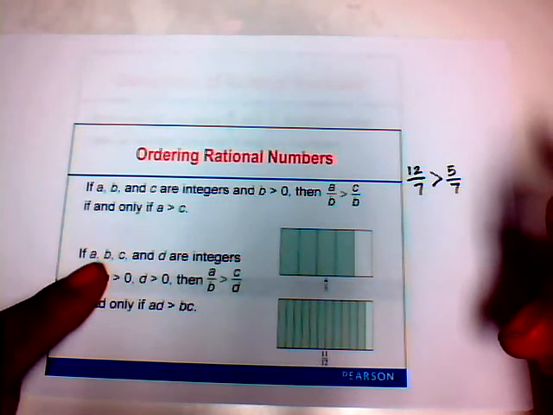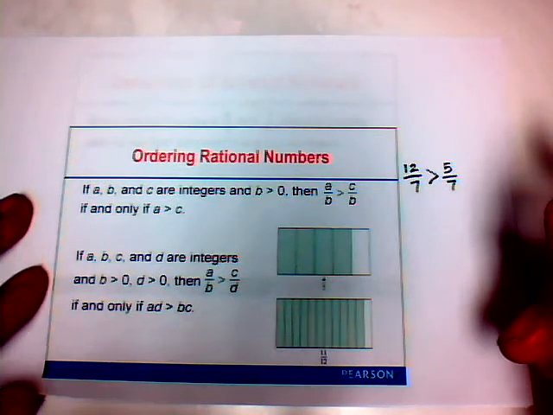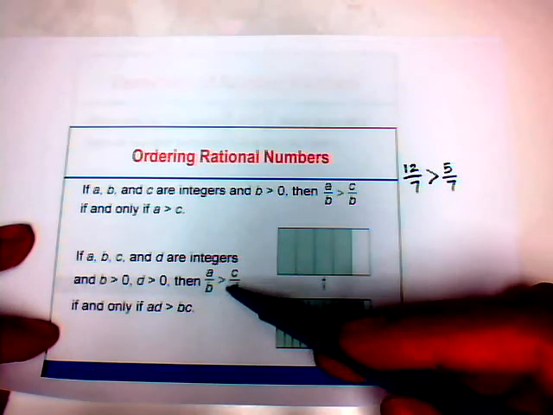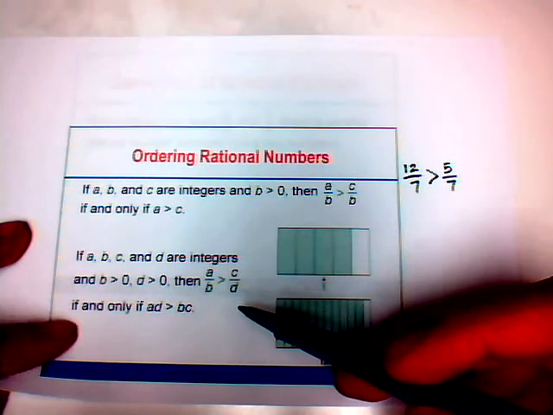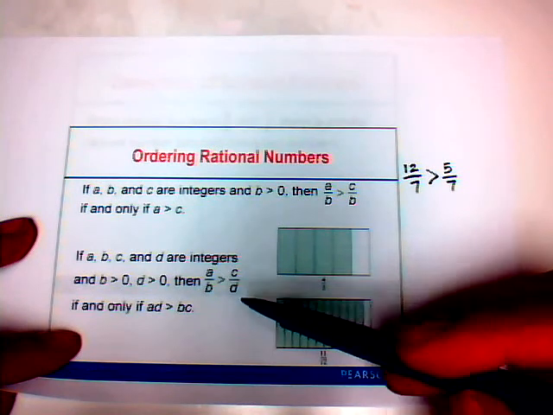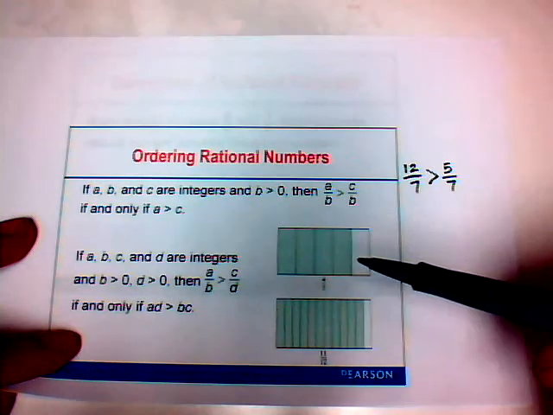Okay, now if A, B, C, and D are integers and B is greater than 0, and D is greater than 0, then A over B is greater than C over D if and only if AD, which is this cross product here, is bigger than the cross product of B and C.